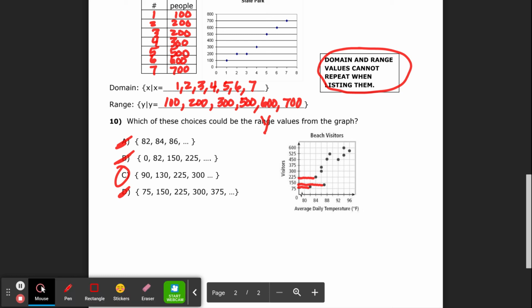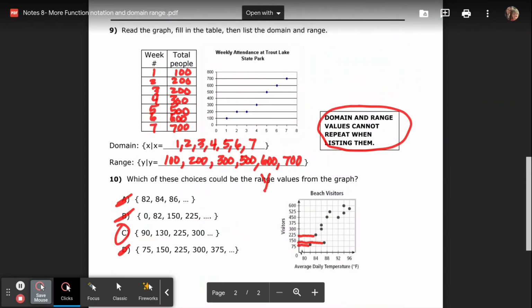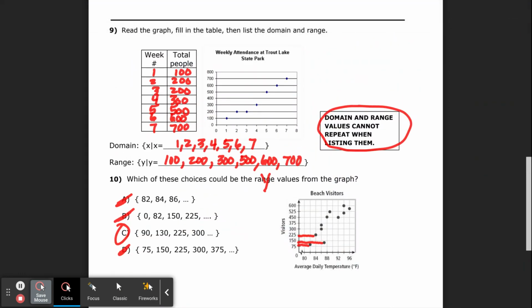All right, I believe we have just covered everything. Yep, so that is the second day of looking at functions.